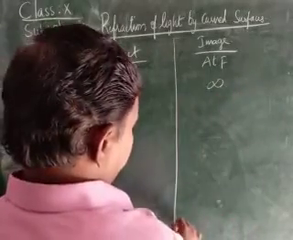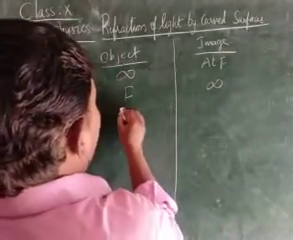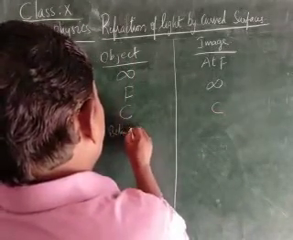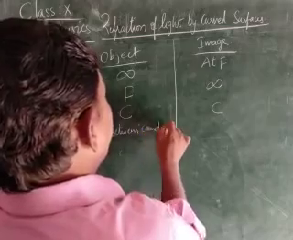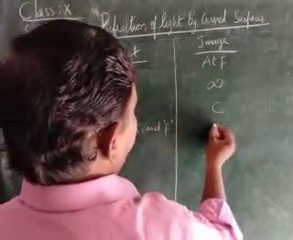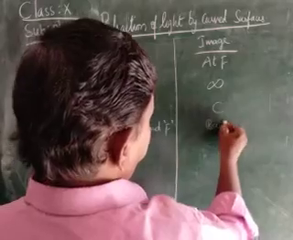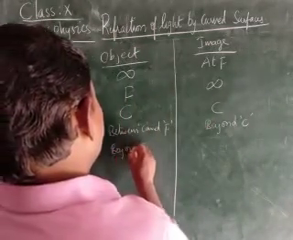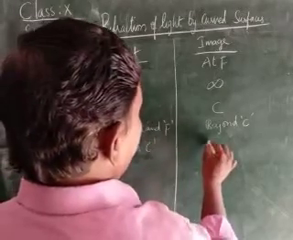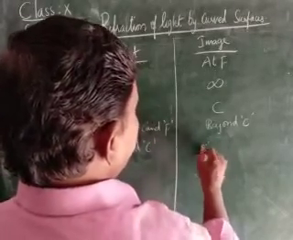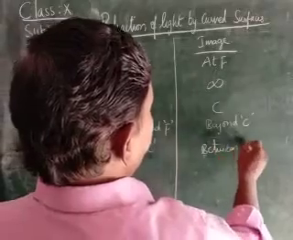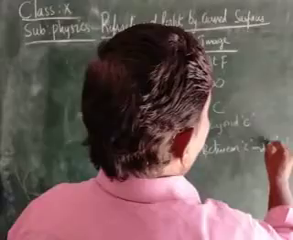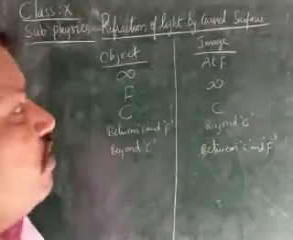In the last case, we have seen, children, when the object is on C, image is also formed on C. When the object is in between C and F, image is formed beyond C. When the object is beyond C, image is formed between C and F, children.